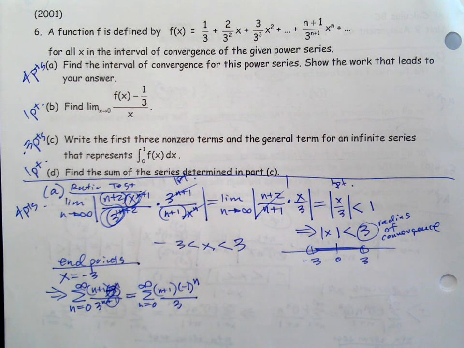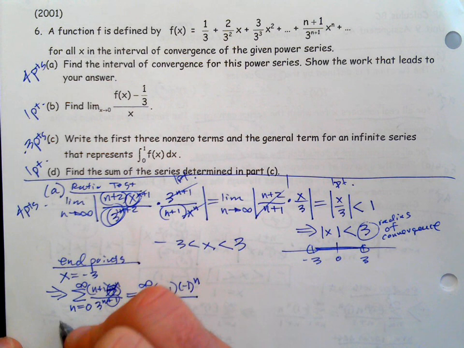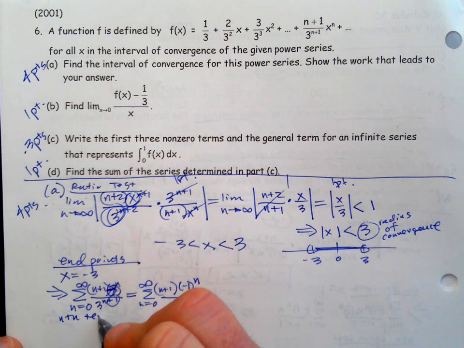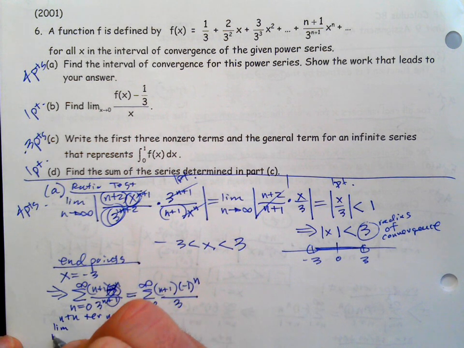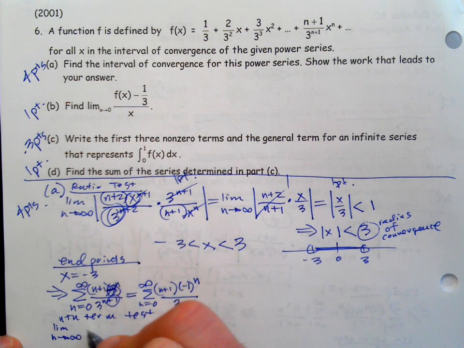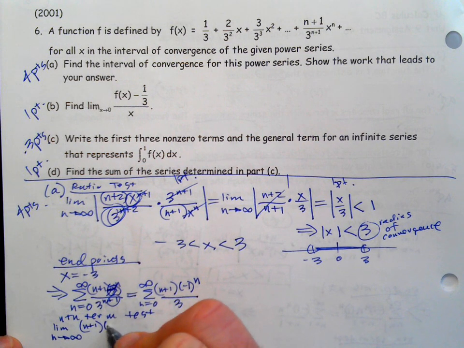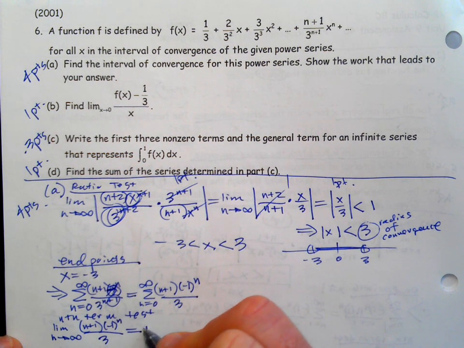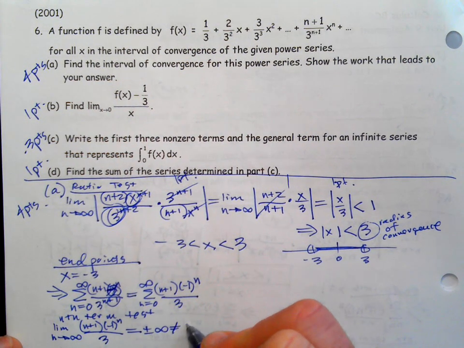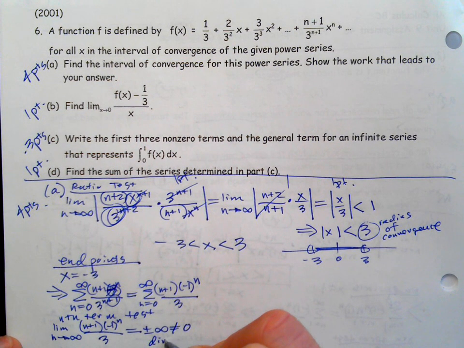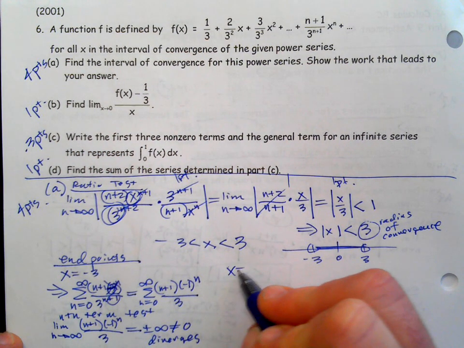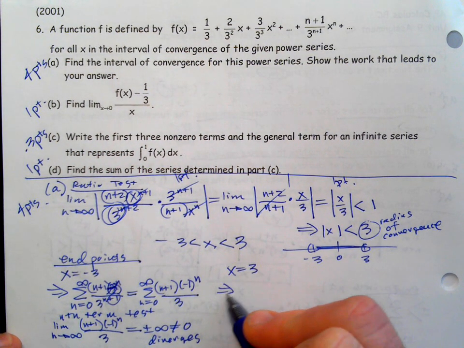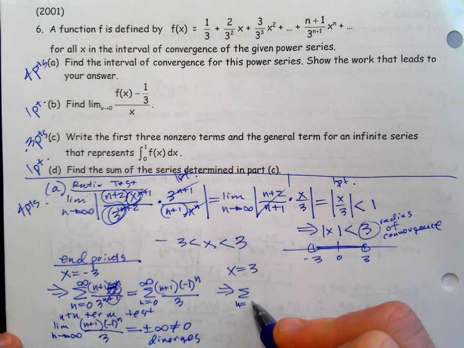Now, nth term test, it's going to blow up. So let's write that down. Nth term test: limit as n goes to infinity of (n plus 1)(-1 to the n) over 3 equals plus or minus infinity, which is not 0, which means it diverges by the nth term test. You've got to show the not equal to 0. So that one doesn't work. Let's try +3 and see what we get.